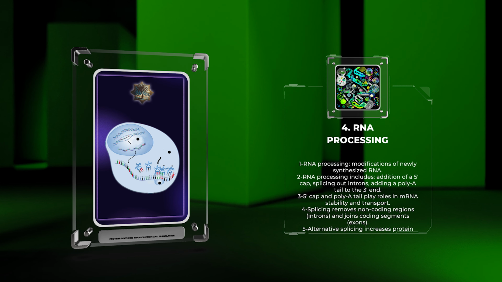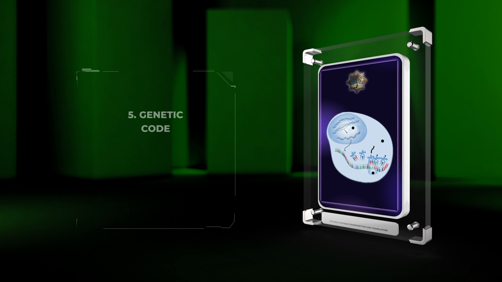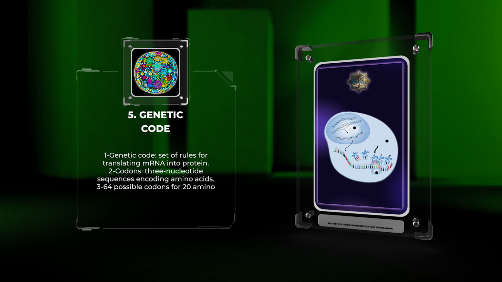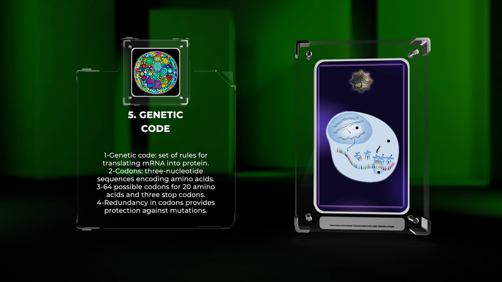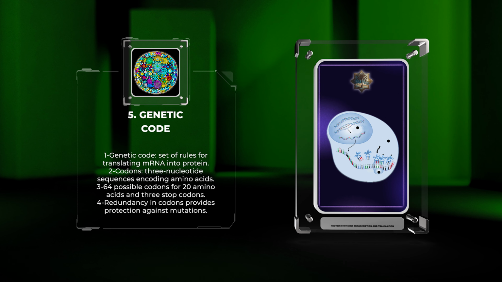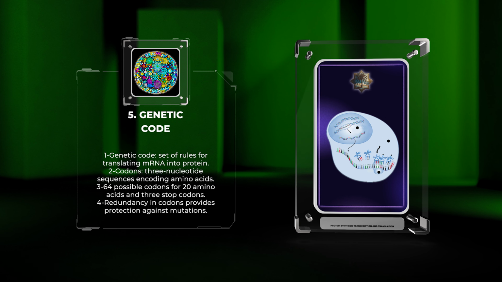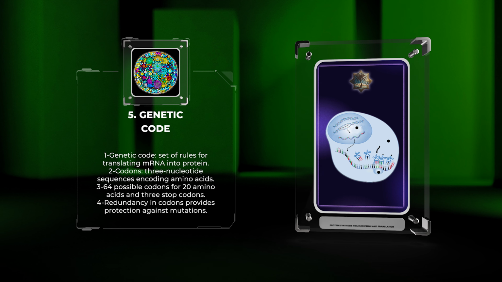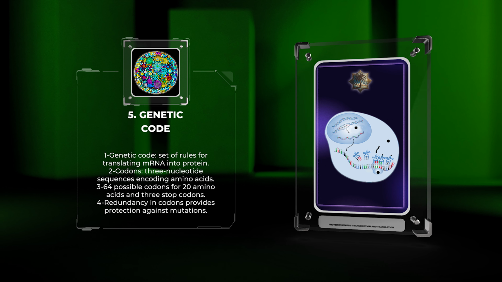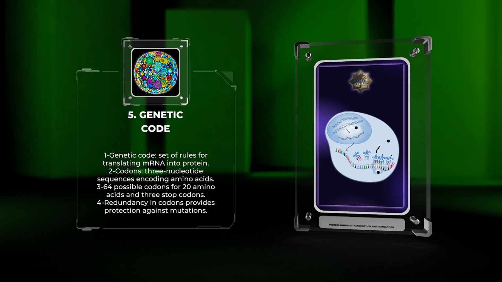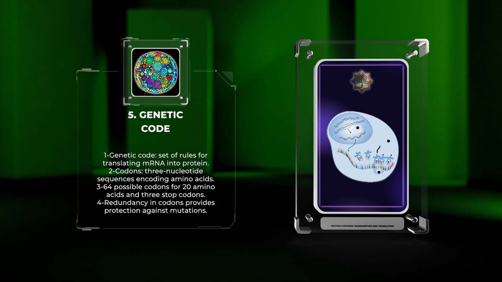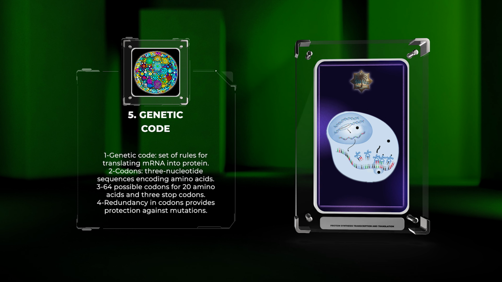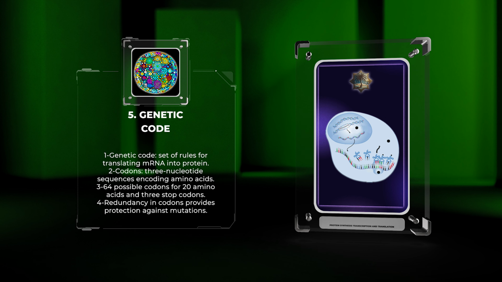The genetic code is a set of rules that determines how the nucleotide sequence of mRNA is translated into the amino acid sequence of a protein. Codons, composed of 3 nucleotides, serve as the words of this code. There are 64 possible codons, which encode the 20 amino acids found in proteins, along with 3 stop codons that signal the termination of translation. This redundancy allows multiple codons to specify the same amino acid, providing some protection against mutations.